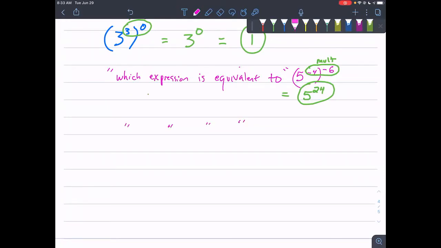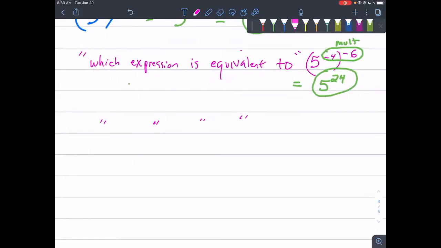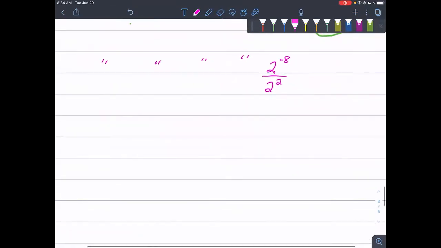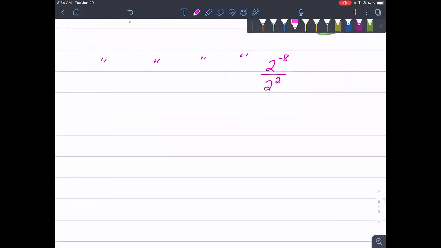I'm using these quotation marks down here just so I don't have to rewrite which expression is equivalent to, but these quotation things just mean we're repeating the same thing. Which expression is equivalent to 2 to the negative 8 over 2 to the second.